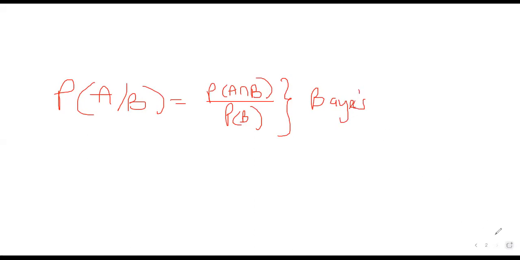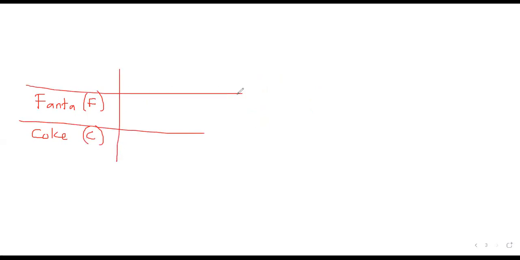Now, probability with contingency table never misses. We have Fanta denoted by F. We have Coke denoted by C. We have a woman denoted by W and a man denoted by M.